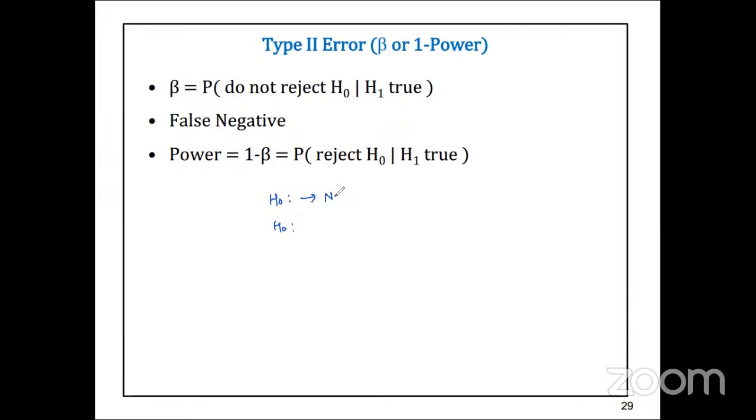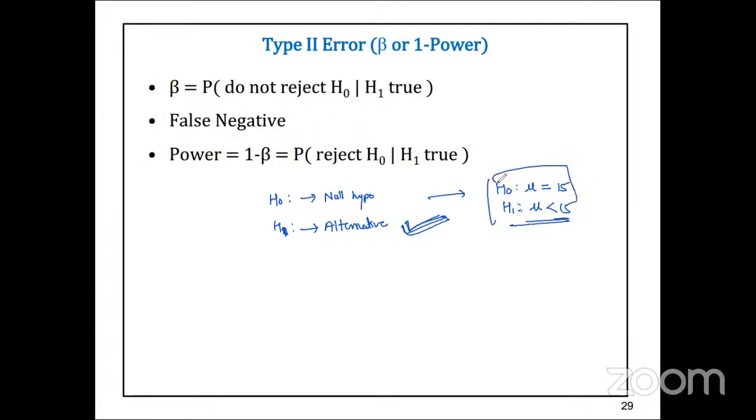Yes, anybody? H0 is the null hypothesis. Yes, and H1 is the alternative hypothesis. And what do we want to establish? We want to establish actually the alternative hypothesis. So the null hypothesis may be like this, that your mean exam score will be, suppose, 15 out of 20, and your convener may say that your mean exam score will be less than 15 out of 20. So this is what you want to test for the exam.